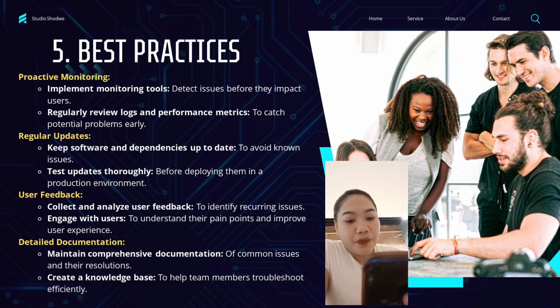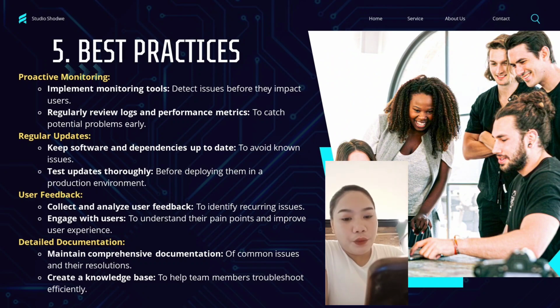For example, a website administrator might use monitoring software to track the performance of their website and receive alerts if there are any issues such as slow loading times or service errors. Next, regular updates. Keep software and dependencies up to date to avoid known issues. Test updates thoroughly before deploying in a production environment.